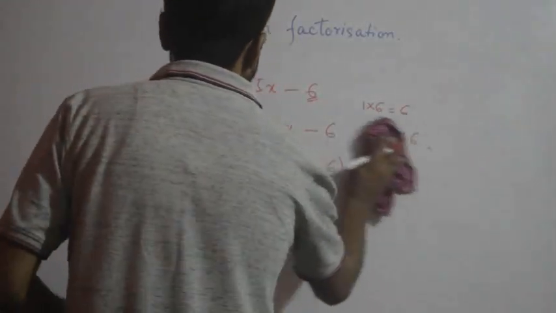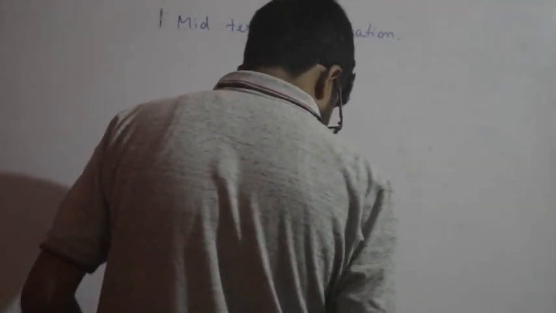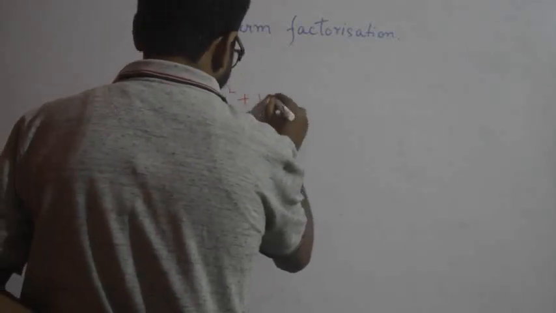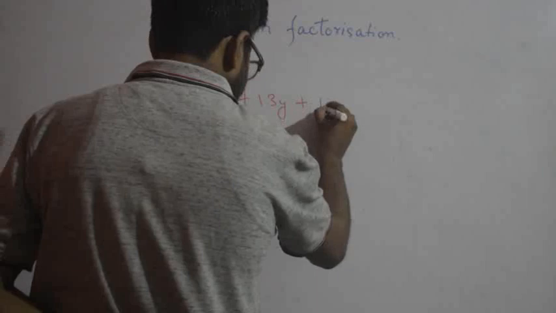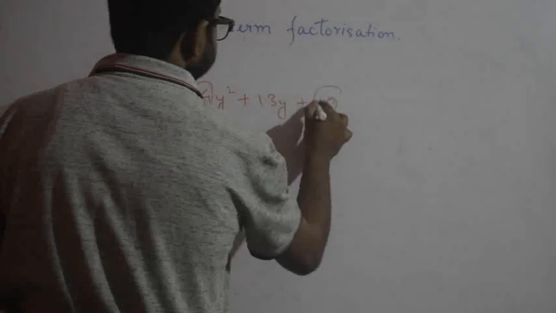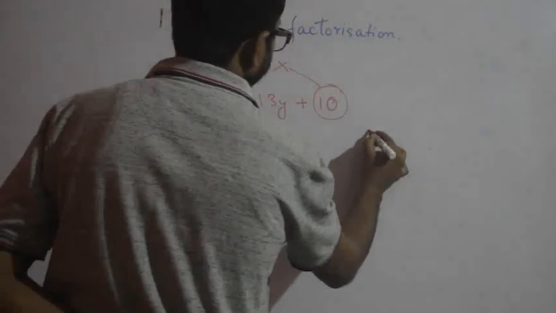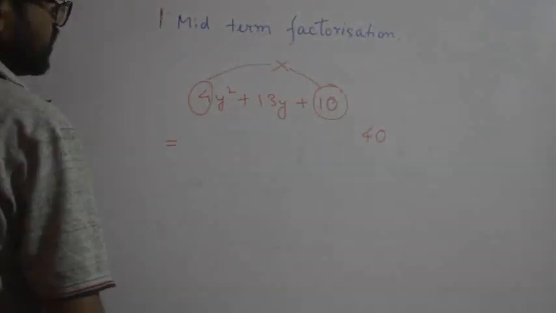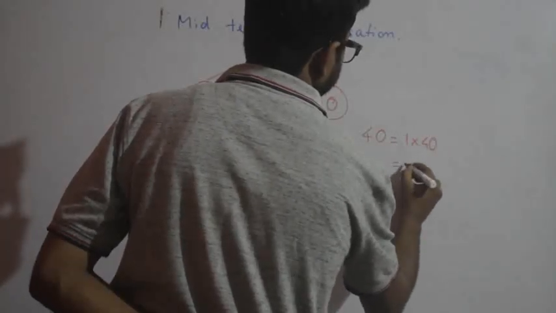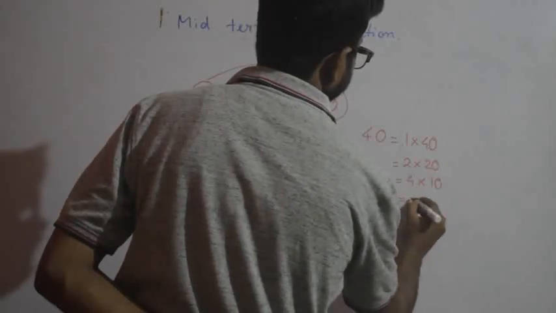Now let us take one more example. Four y square plus 13y plus 10. Now what is the coefficient of the first term? 4. And what is the constant? 10. 4 and 10 you multiply, what will you get? 4 into 10, 40. Now 40, if you factorize, 1 into 40, 2 into 20, 4 into 10 and 5 into 8.